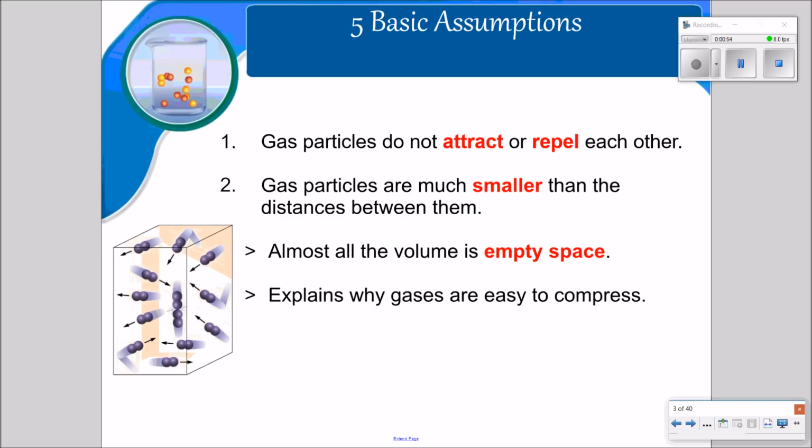Second, gas particles are much smaller than the distances between them. Almost all of the volume is going to be empty space. If you see in this graphic here, we've got a lot of empty space and very, very small gas particles. This is something we talked about in the matter unit. It's what differentiates gases from, say, liquids and solids. This also explains why gases are extremely easy to compress.